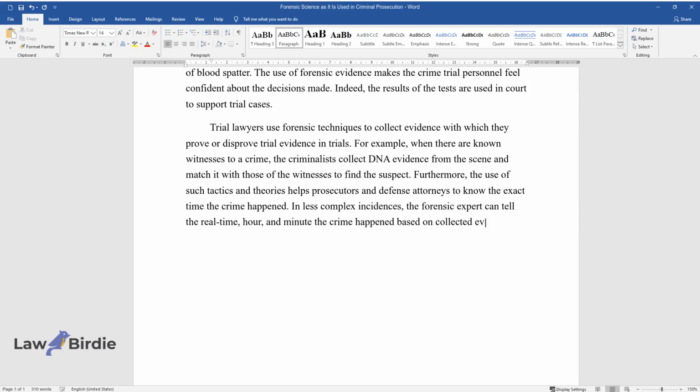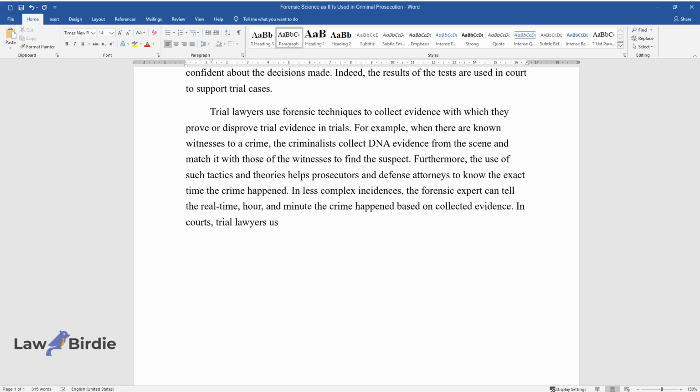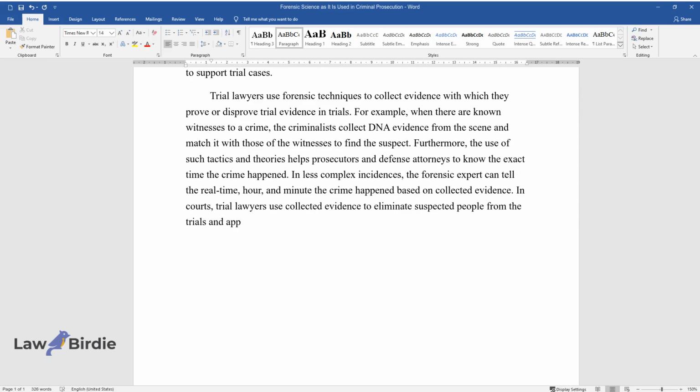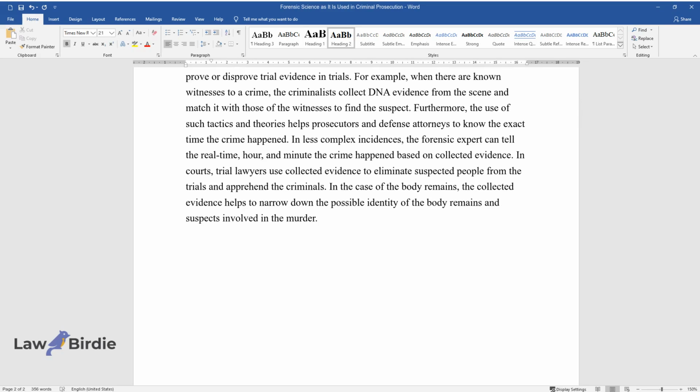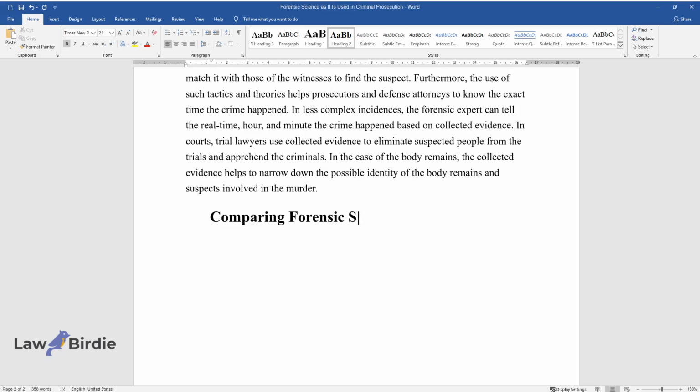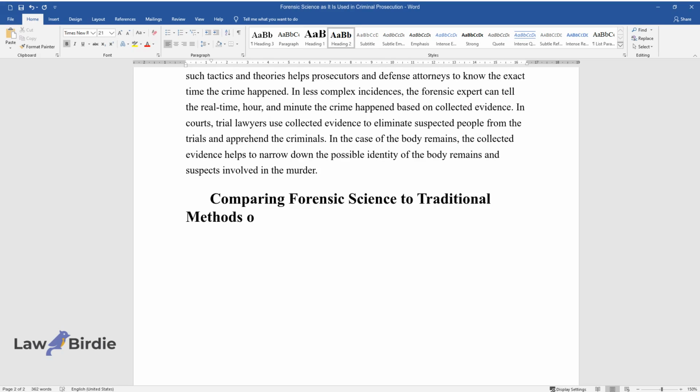on collected evidence. In courts, trial lawyers use collected evidence to eliminate suspected people from the trials and apprehend the criminals. In the case of the body remains, the collected evidence helps to narrow down the possible identity of the body remains and suspects involved in the murder. Comparing forensic science to traditional methods of investigation.